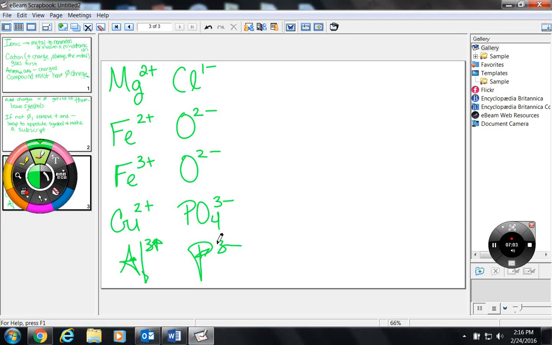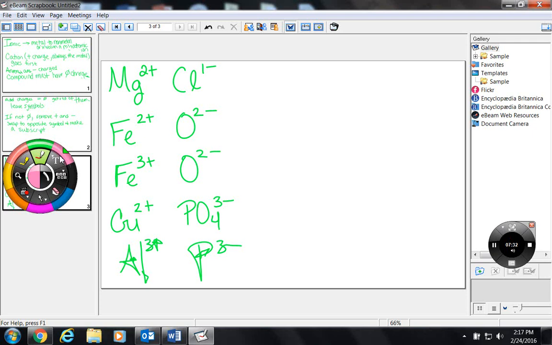All right. Here we go. That's P. P3, -3. All right. Mg2 plus, Cl1 minus. Does it add up to 0? Not at all. It adds up to 1. Compounds can't add up to any number except for 0. Doesn't matter what type of compound.